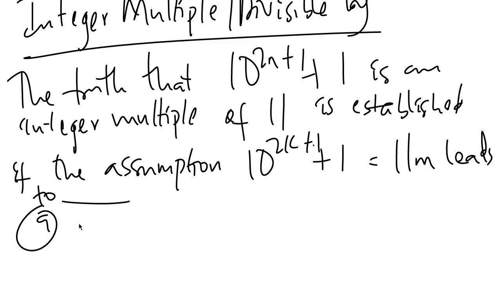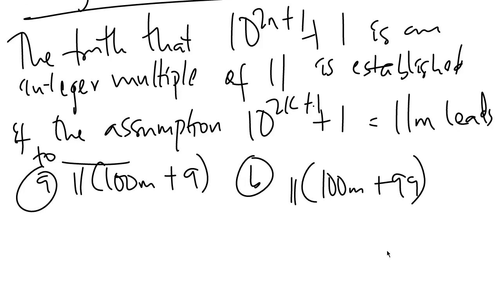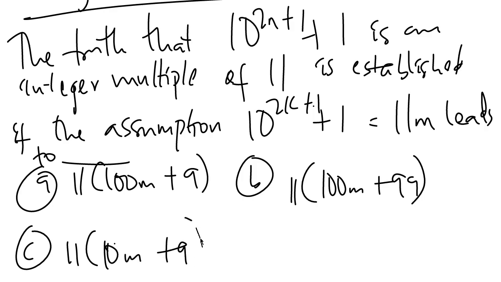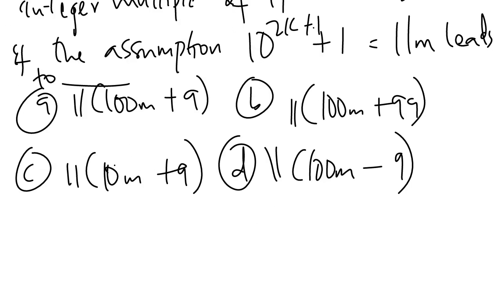And option A said 11 into 10 100m plus 9. Option B 11 into 100m plus 99. Option C 11 into 10m plus 9. And option D 11 into 100m minus 9. So you can see that first, as I said, you substitute k plus 1. Let me substitute first. I'll tell you what next to do.